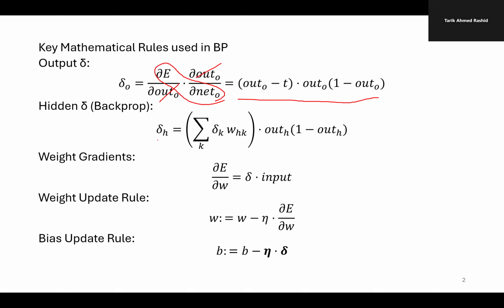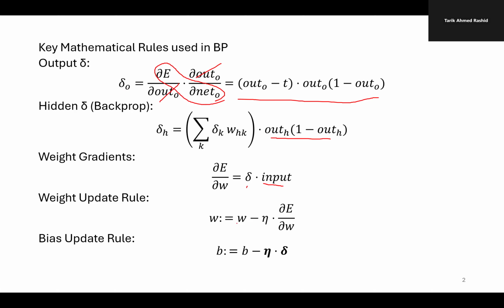Now, for the derivative of the hidden layer, it will be the sum of the derivatives in the output layer, multiplied by their connection weights, multiplied by delta E in relation to the hidden layer. And for the weight gradients from the input layer to the hidden layer, that is delta E over delta W, the derivative multiplied by input.